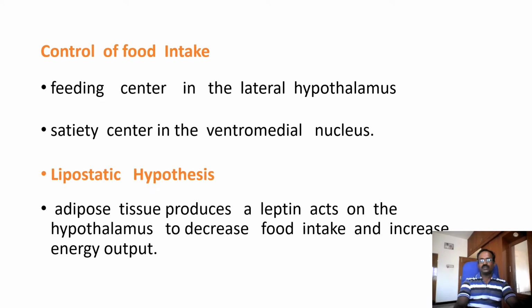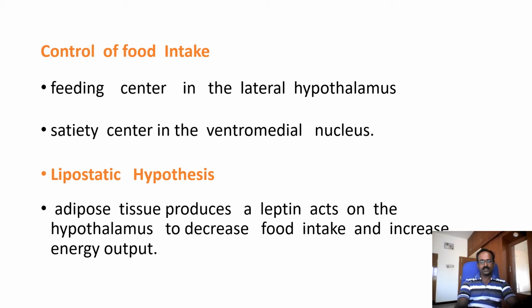When we eat food, the glucose level is increased. That will reach the satiety center. Satiety means satisfactory center. So that reaches the ventromedial nucleus through the insulin receptors. From the ventromedial nucleus, an inhibitory impulse is sent to the lateral hypothalamus. So it sends the impulse to stop the feeding. This is what normally occurs.